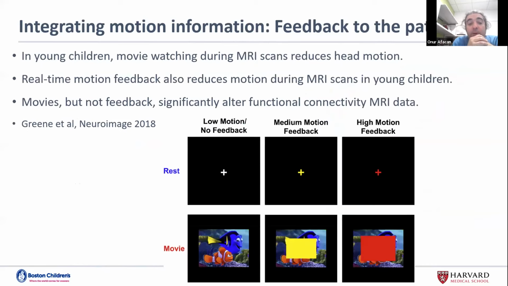One interesting approach was recently suggested in 2018 by Greene et al., which is giving the motion information as feedback to the child. For example, assume that the child is watching a movie and they move. You put yellow or red signs in front of the movie. Since the child wants to watch the movie, they should in theory stop moving. They showed that in functional MRI studies, this really improved the results.